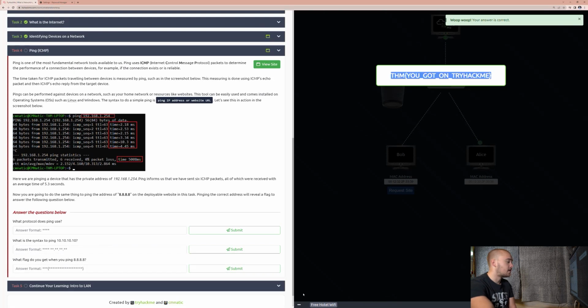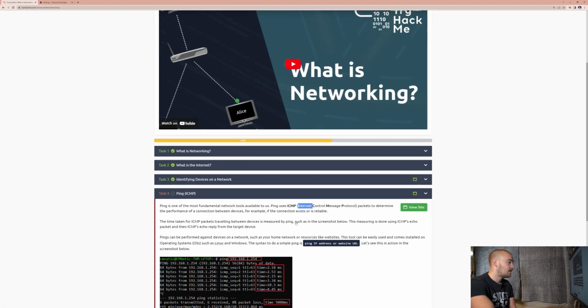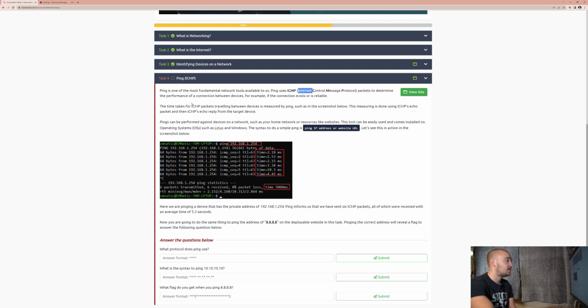So now we've got our next one, and this is talking about ping. So ping is one of the most fundamental network tools available to us. Ping uses ICMP, Internet Control Message Protocol packets, to determine the performance of a connection between devices. For example, if the connection exists or is reliable. The time taken for ICMP packets traveling between devices is measured by ping, such as in the screenshot below. This measuring is done by ICMP's echo packet, then ICMP's echo reply from the target device.